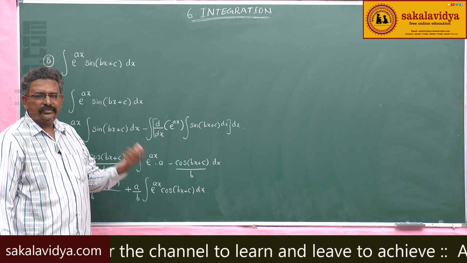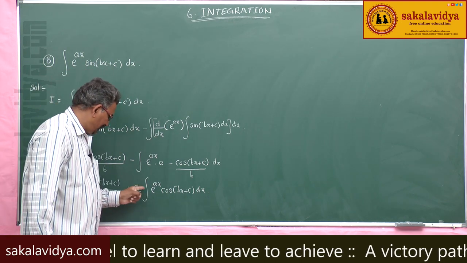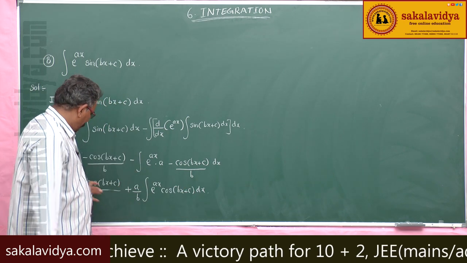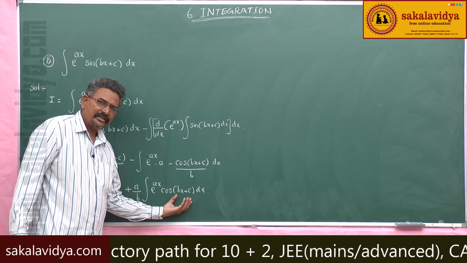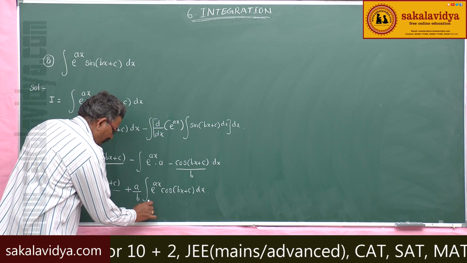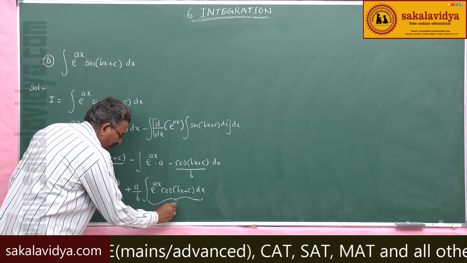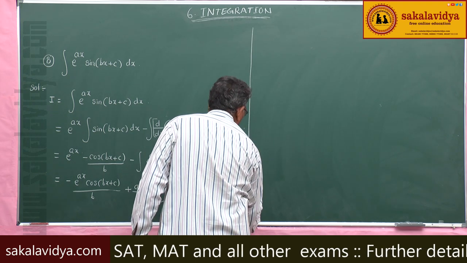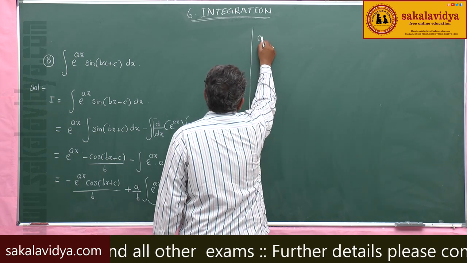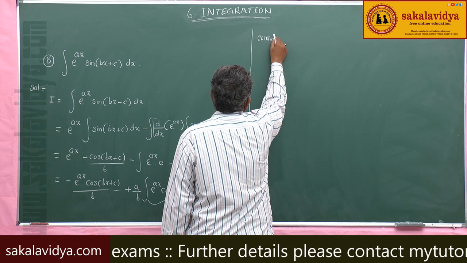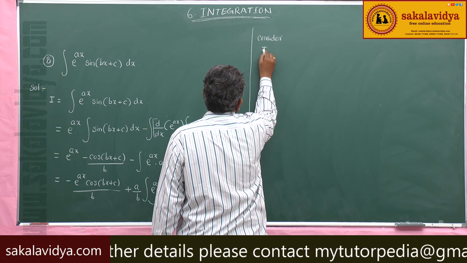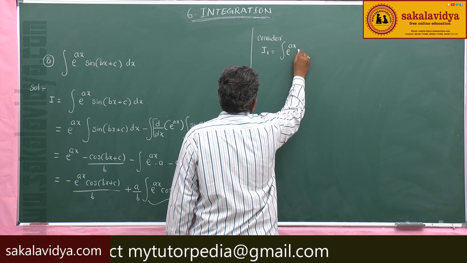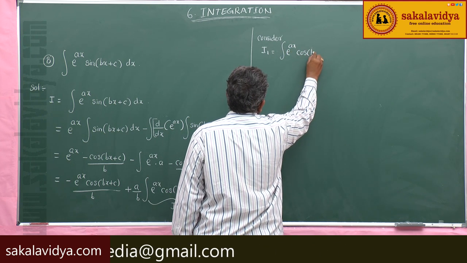Now what do you observe? Again this integral has to be evaluated. So let us see the part of this integral. Let us say this is equal to I1. So now consider I1 is equal to integral e power ax cos of bx plus c dx.